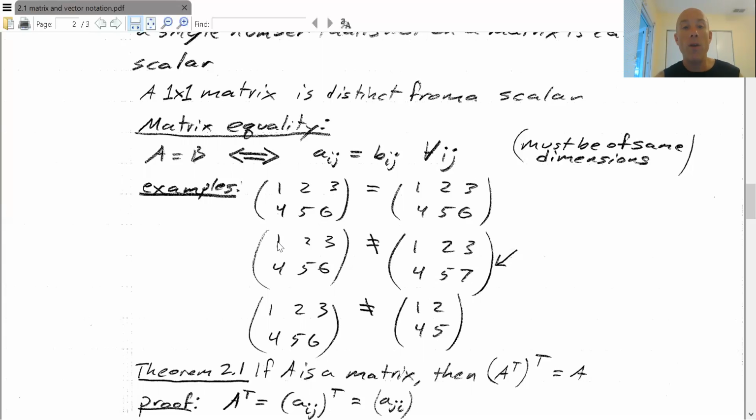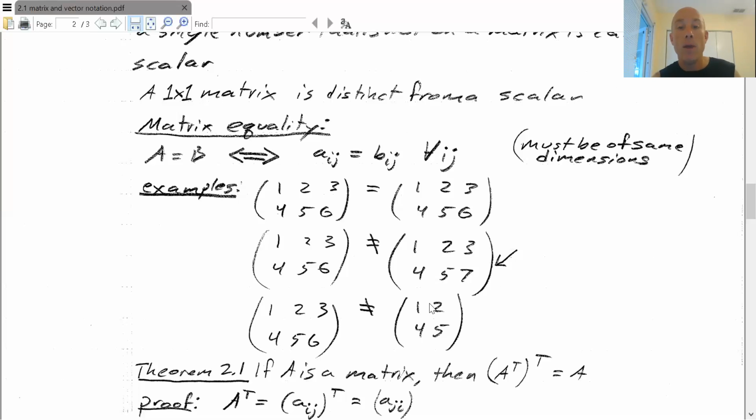All right, so if I look here, 1 equals 1, 2 equals 2, same position, 3 equals 3, same position, 4 equals 4, same position, 5 equals 5, same position, 6 does not equal 7. One entry on there changed it so that these two matrices are not equal to each other. One little difference means they're not equal.